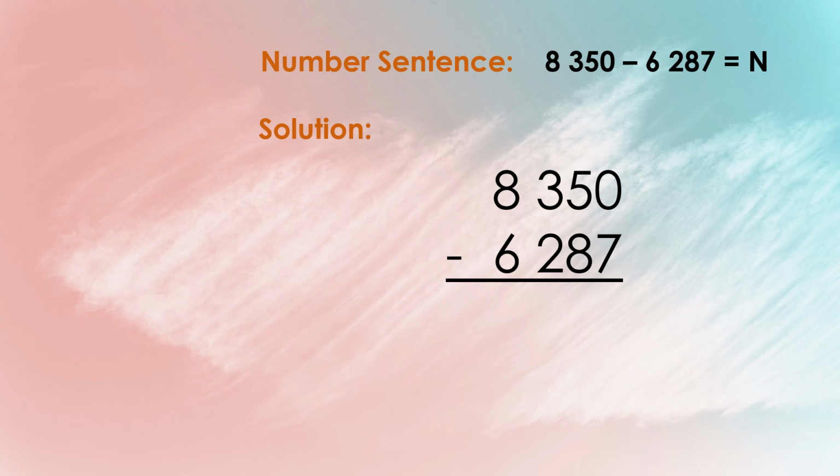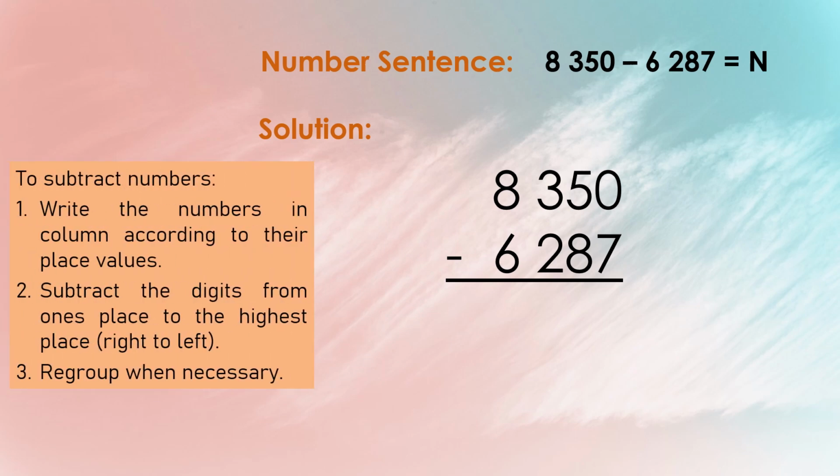For an easier way of subtracting the numbers, simply follow these steps. First, write the numbers in column according to their place values. Second, subtract the digits from ones place to the highest place. Last, regroup when necessary.